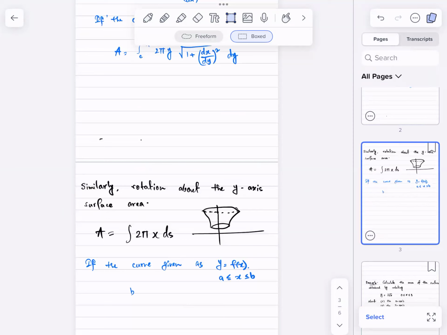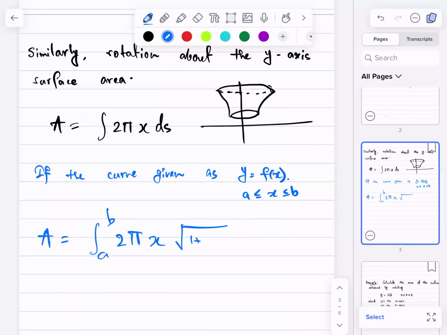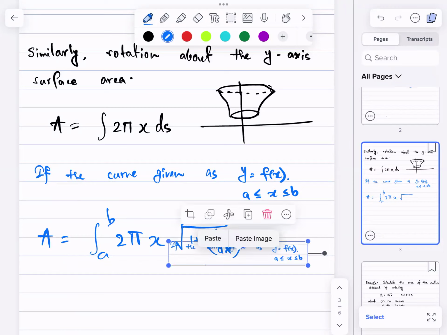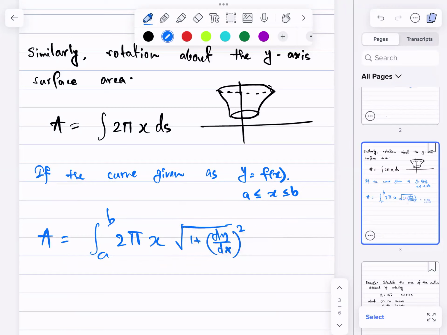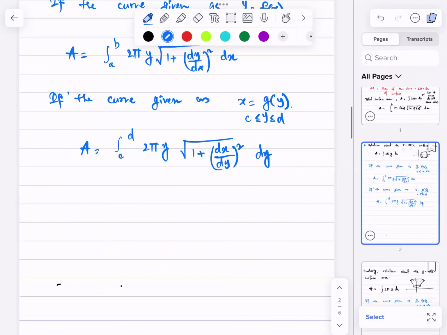Okay, so if the curve is given as y equals f(x), then the surface area formula becomes the integral from a to b of 2 pi x times the square root of 1 plus (dy/dx) squared, dx.